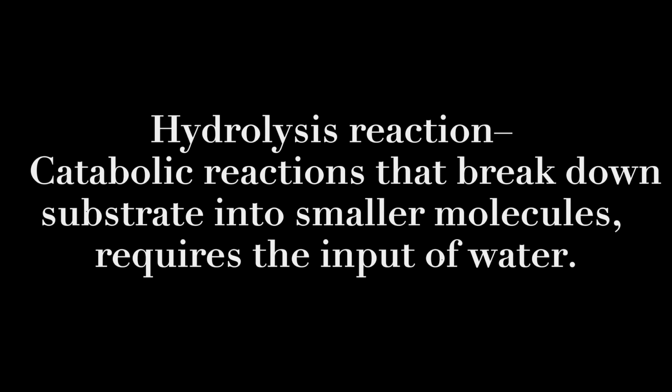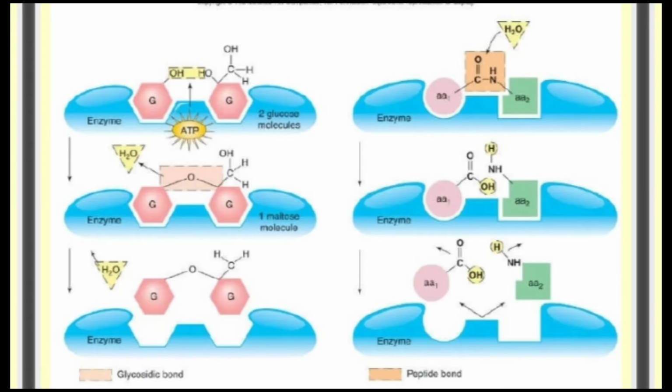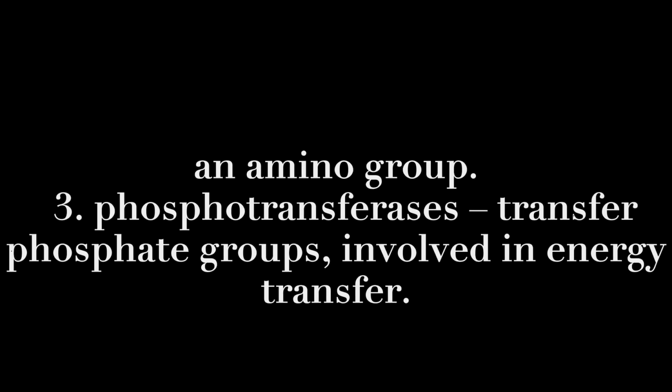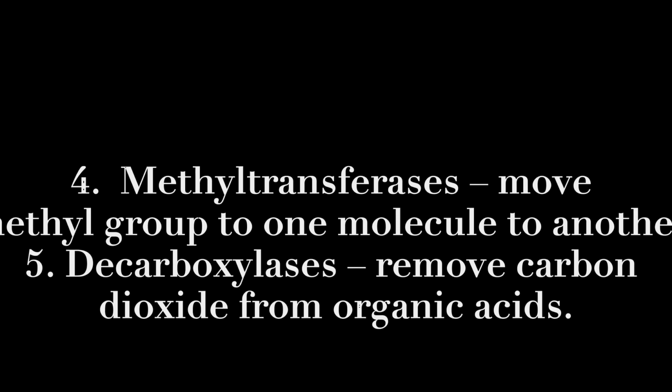Transfer reactions by enzymes. Oxidation-reduction reactions transfer electrons. Aminotransferases convert one type of amino acid to another by transferring an amino group. Phosphotransferases transfer a phosphate group, involved in energy transfer. The fourth, methyltransferases, move a methyl group from one molecule to another. The carboxylases remove carbon dioxide from an organic acid. So we have the metabolic pathway, the multi-enzyme system.